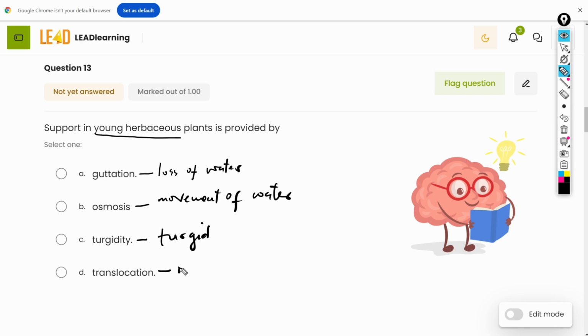So if we look at all these definitions, the only structure or process here that has to do with support is turgidity. So that gives us option C as our correct answer.